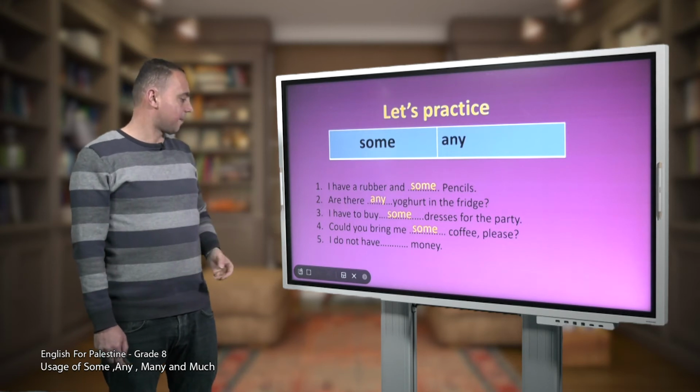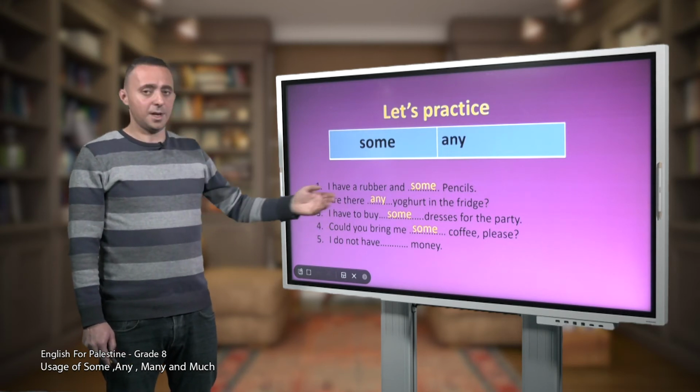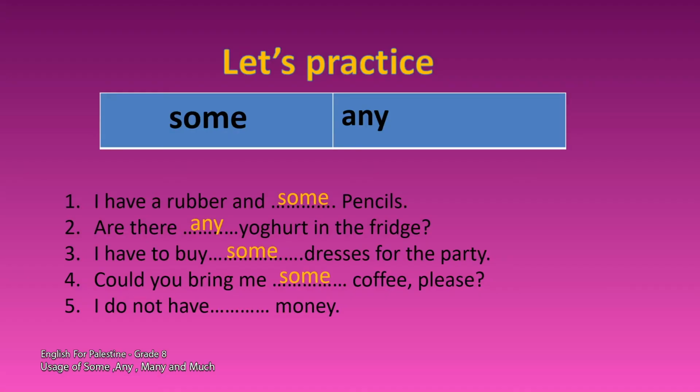What about 5? I do not have money. Is this sentence affirmative or negative? Very good, it's negative. So in negative statements, we use any. Excellent. So I do not have any money.